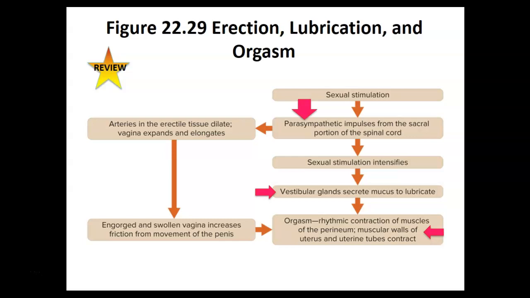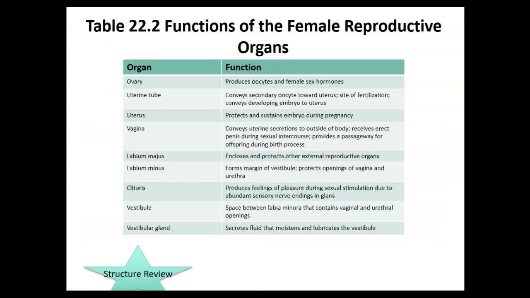All right, so this chart was in your notes. I just added a couple points here that will be good review. So when you have sexual stimulation in men, we talked about it being parasympathetic impulses. It's the same thing in women. It doesn't suddenly switch. It is a parasympathetic driven act. And another thing, we just talked about this, those vestibular glands surrounding the vaginal orifice are going to release all of that mucus to enhance lubrication. And then orgasm is more about the rhythmic contraction of muscles and the entire female reproductive tract to propel sperm and egg towards one another.